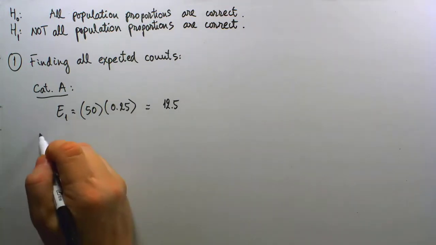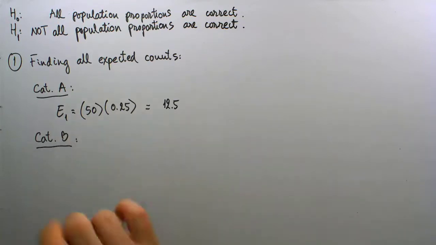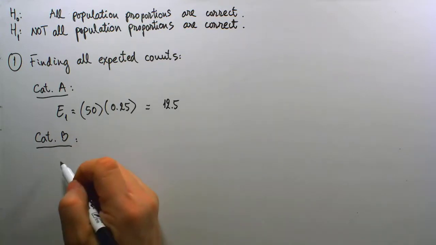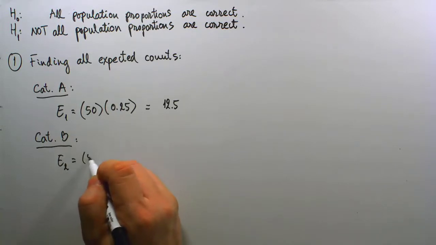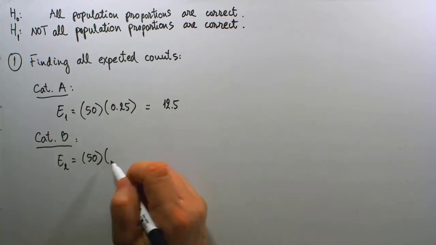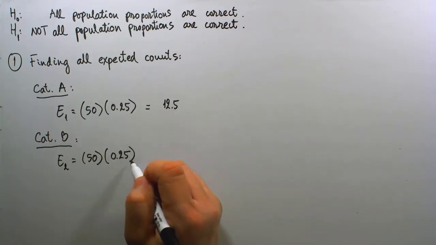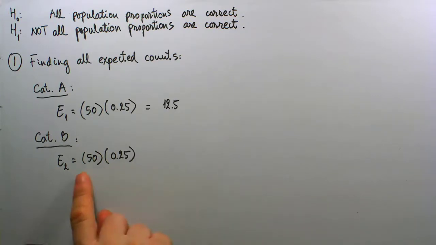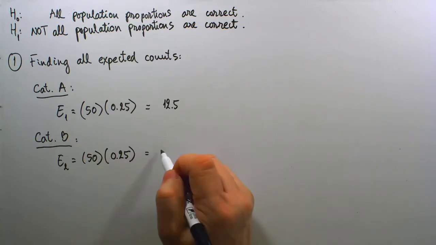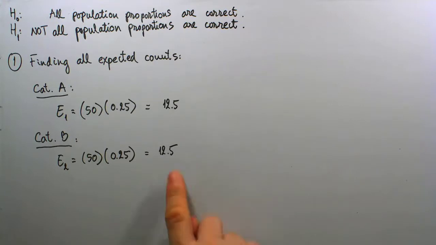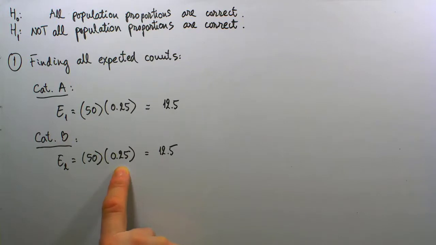The same for category B, namely category 2, with expected count E2. In my sample of 50, if 0.25 is accepted to be truthful, then I expect that there are 50 times 0.25, which is 12.5, as the count expected for category B. Again, if that population proportion was true.